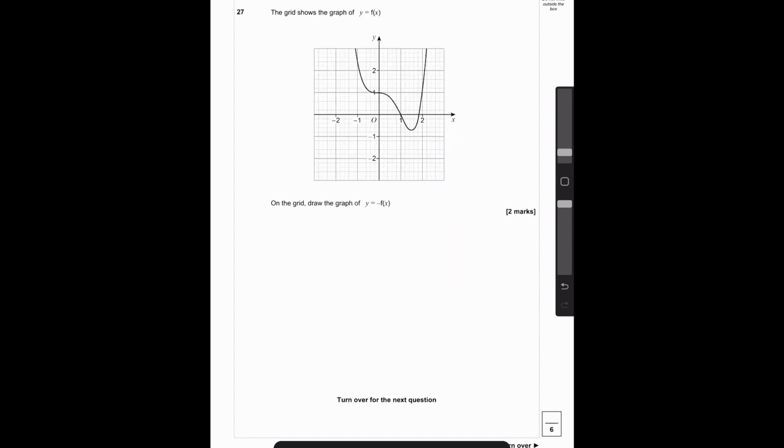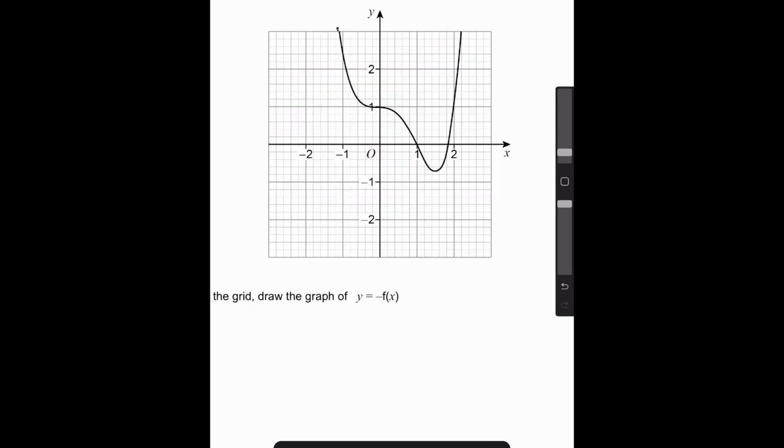Question 27 says there is a grid showing the graph of y equals f of x. On the grid, draw the graph of y equals minus f of x. In order to do this, we want to change all our y values. If it is positive, we want to make it negative, and if it is negative, we want to make it positive.